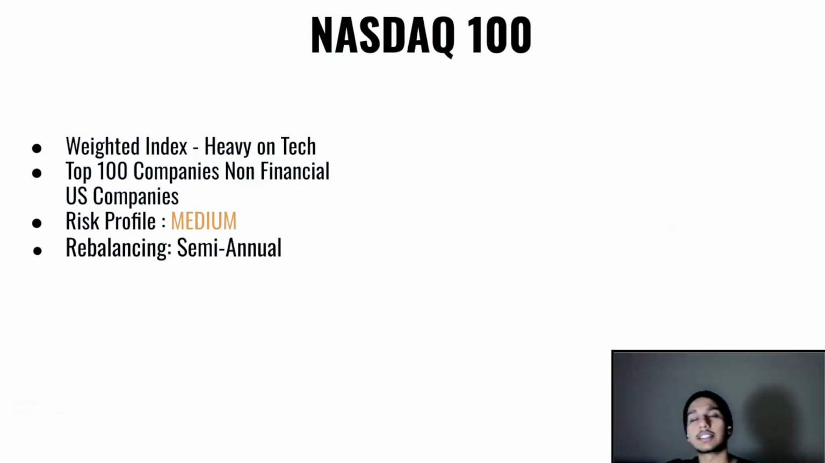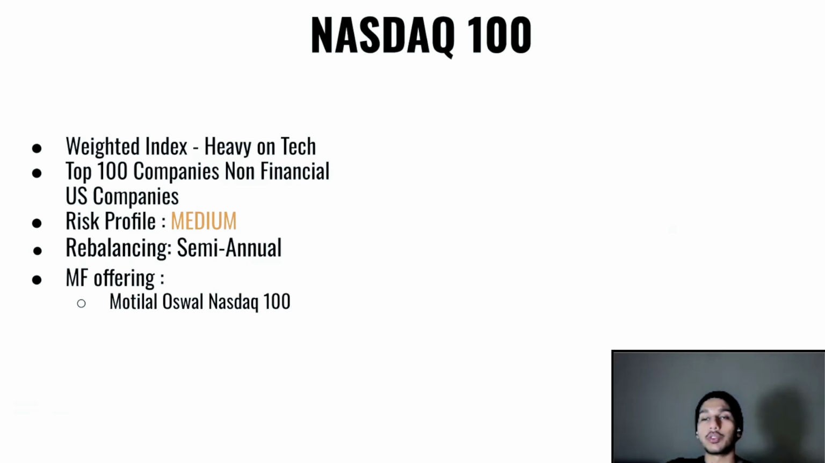The rebalancing of this index happens semi-annually. That means every 6 months. And the mutual fund that are offering this particular index in India are Motilal Oswal Nasdaq 100. You can get an ETF for this or an index fund. The catch is if you want to save your money from depreciation against dollar, and if you don't want to open a brokerage account in US directly, then you can buy this particular index fund in India in any of the listed exchanges through an ETF or a mutual fund route.